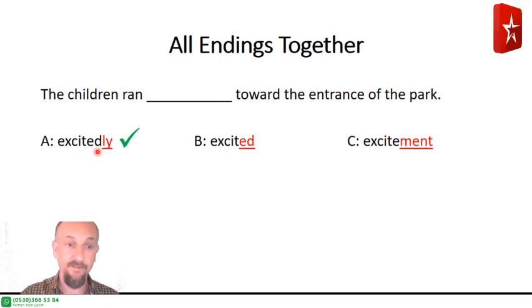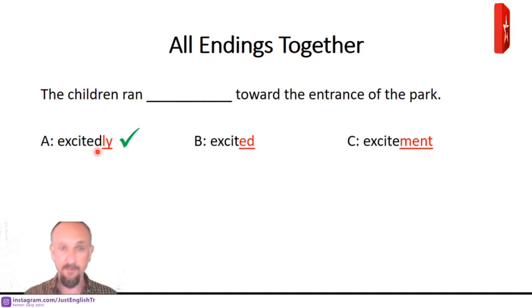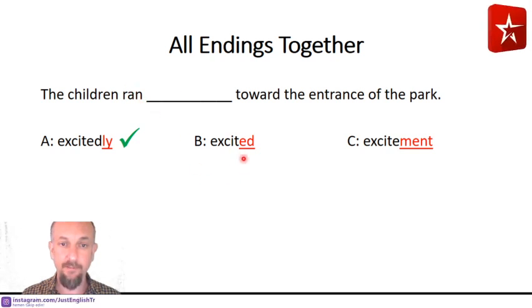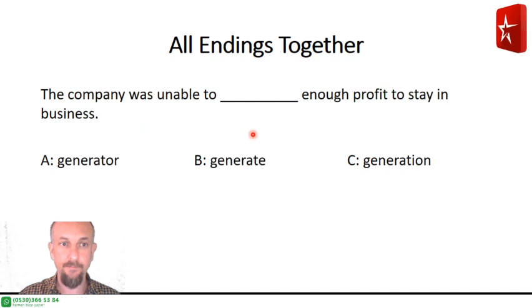The correct answer is, in fact, A. And we know this because it's an adverbial. It's actually describing this verb here. The children ran. How did they run? They ran excitedly. They walked slowly. Excited here would be a past participle of the verb excite, and excitement would be a noun form as well. So let's look at the next example.